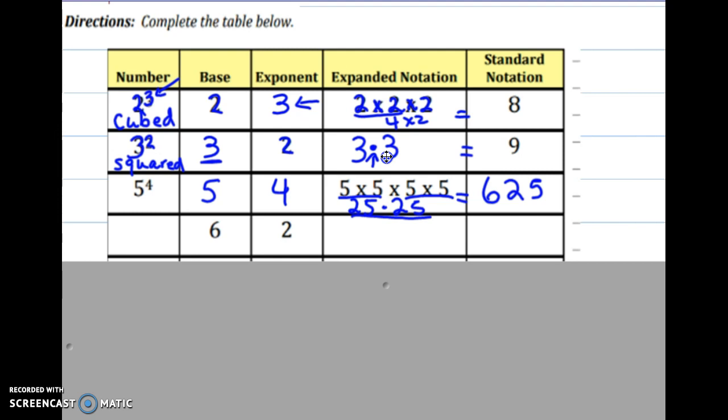For the next row, the base is 6, the exponent is 2, so I could say 6 to the second power or 6 squared, which means to multiply 6 2 times, or 6 times itself, which is 36. Go back and check your answer, and if you missed that, of course you need to correct it.